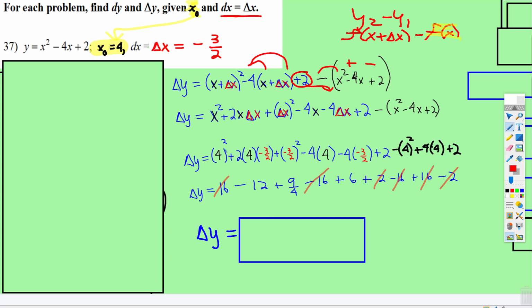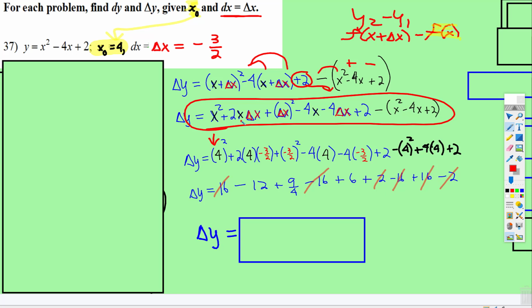Oh, so when we get to this point right there, we know what our x's and delta x's are. So x is 4. Delta x is -3/2. X is 4, delta x is -3/2. And then we simplify.